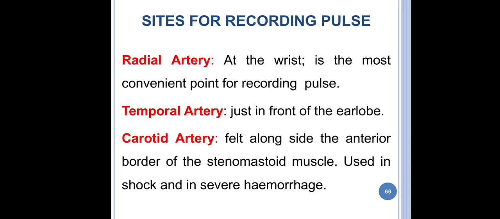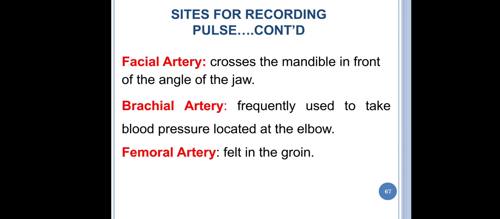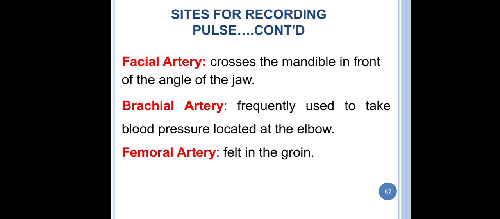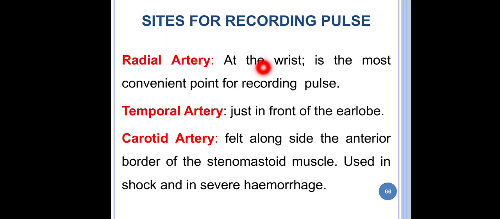What are some of the areas where you get the pulse? We have the radial artery, the temporal artery, the carotid artery, the facial artery, the brachial artery, and the femoral artery. In case you don't know these areas, let me show you on this next slide picture so that you know where to get these ones. But most of the time, the radial artery at the wrist is the most convenient point for recording pulse. This one, you should take note.